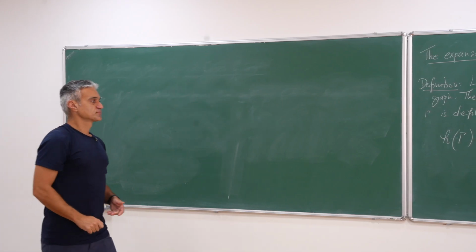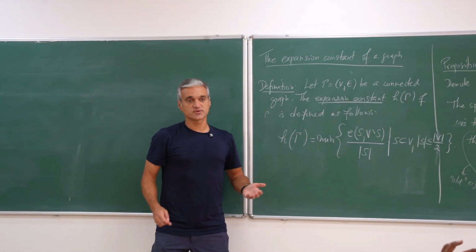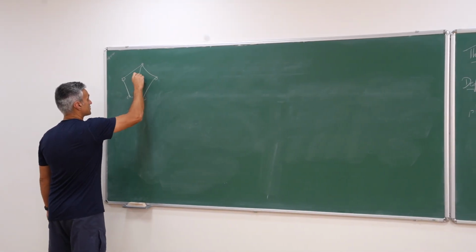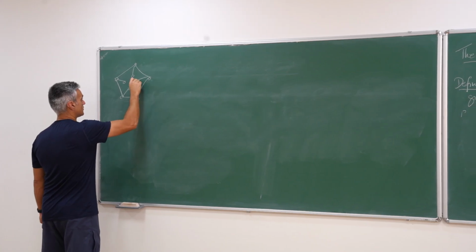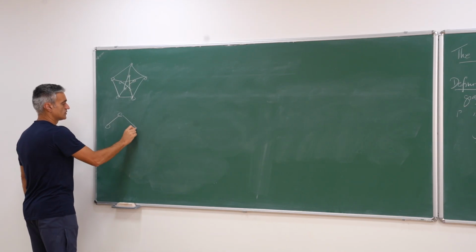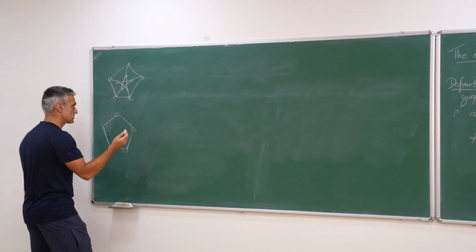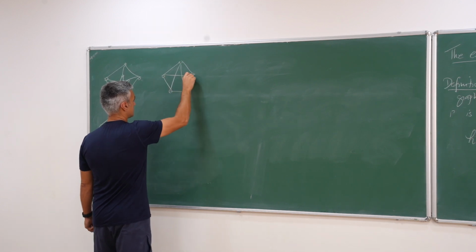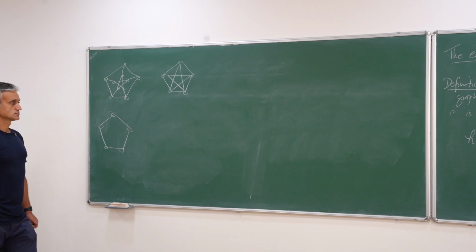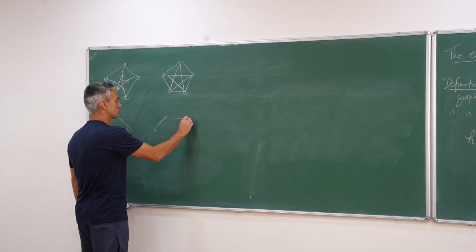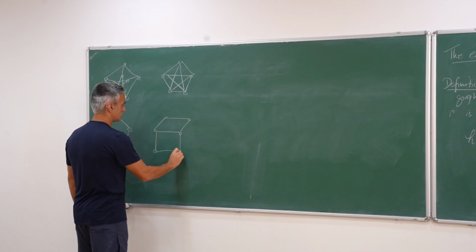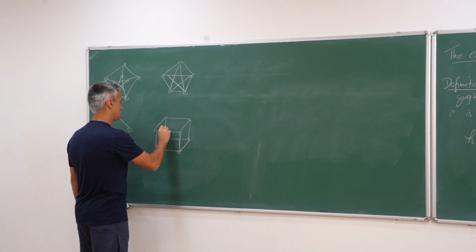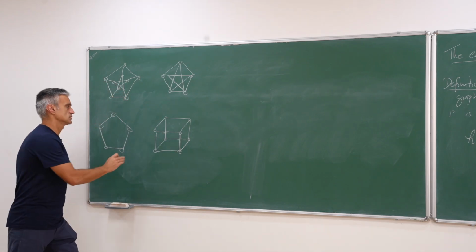Okay, so if you're given a graph, I'll give you some examples here. Our friend, let's do also the cycle. Let's do also, and so on. And let's do one more. Oh, the other way.